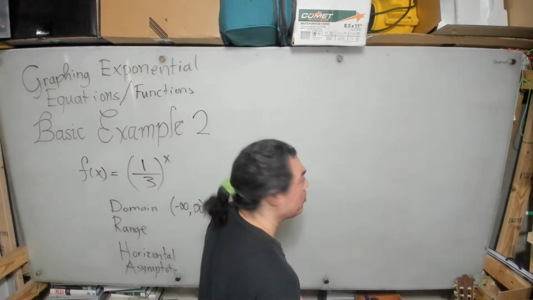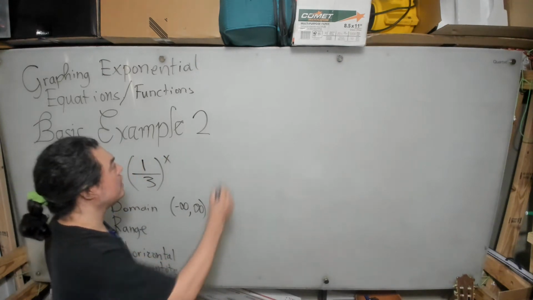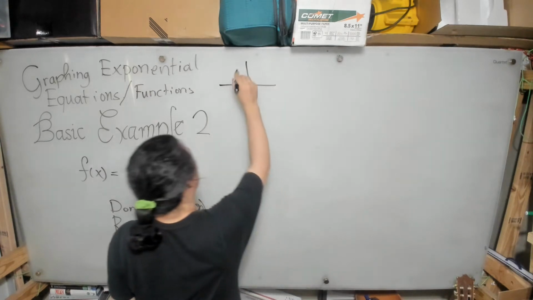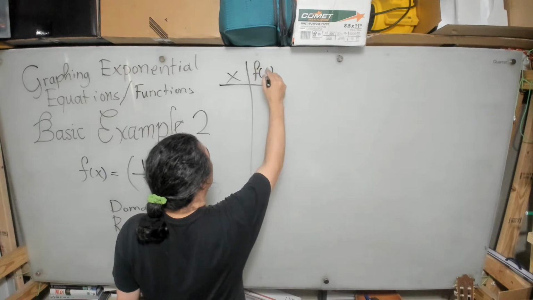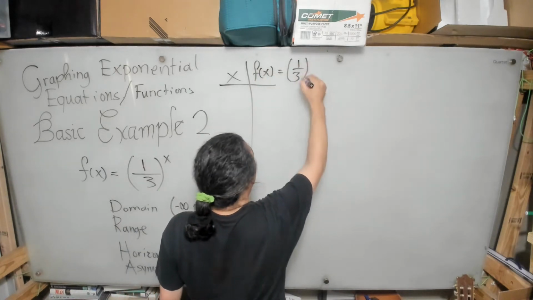And we don't know what the graph looks like. But we're going to find out right now. So let's look at that together. So first I'm going to put my x's here. I'm going to put my, let's say, f of x equals 1 over 3 to the x power.